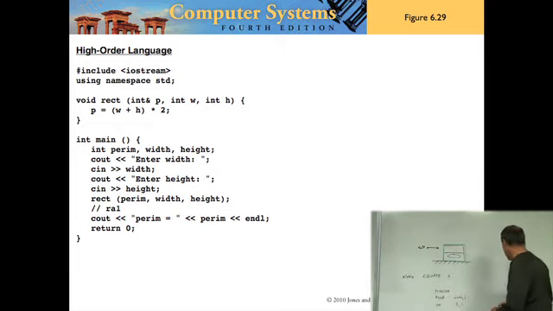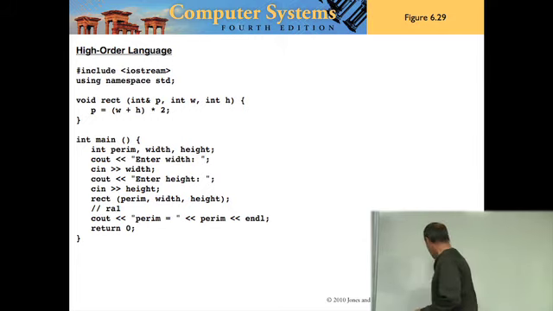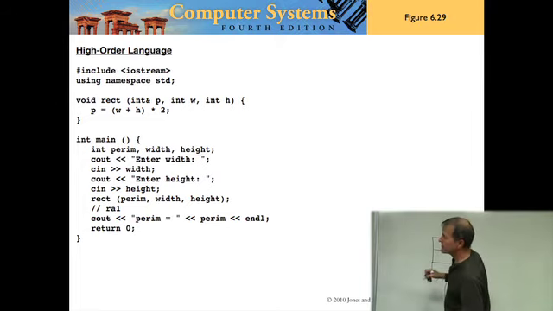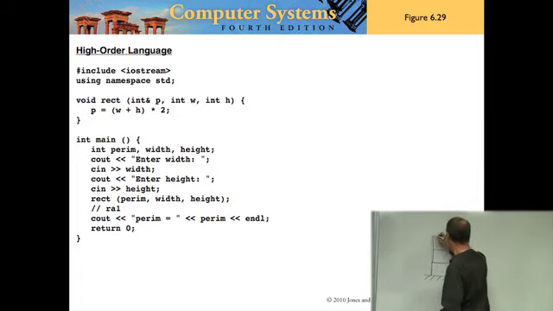So now let's draw the runtime stack. What will we have? Prim, width and height. So here, param, width, height, okay? And that's going to be the main program, the stack frame for the main program.